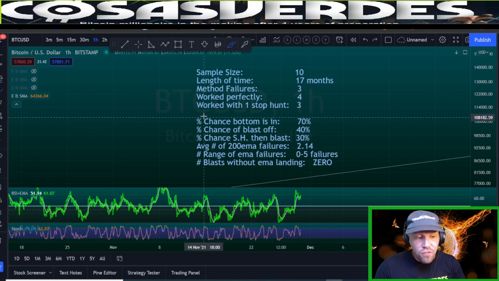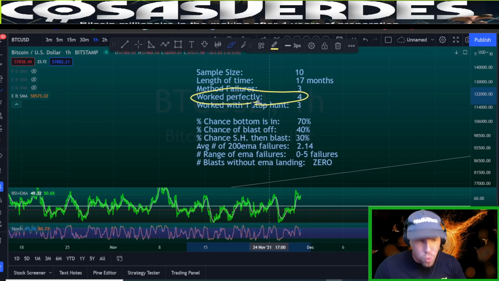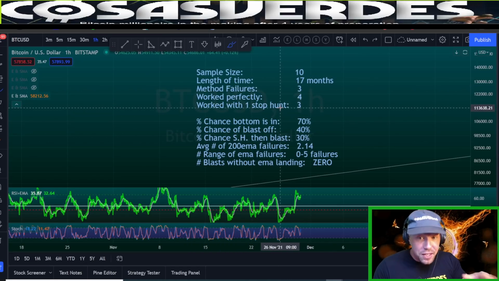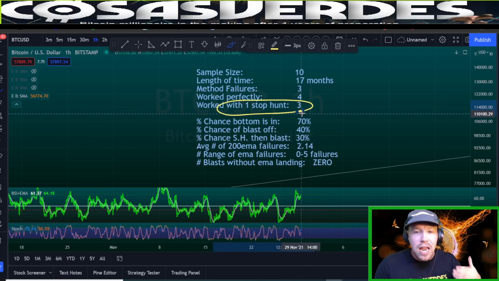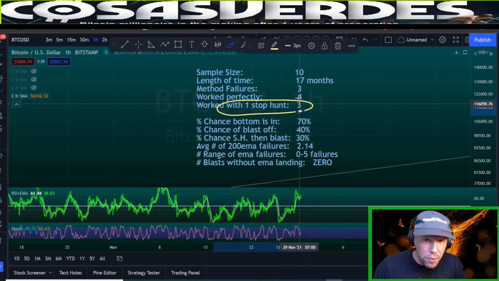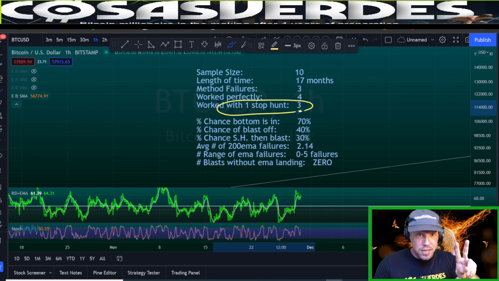However, 4 out of them, the method worked perfectly. You literally pumped right after you waited for those conditions. So you rolled the dice, you landed on a good Monopoly spot, right? Okay, and then 3 out of those 10 times it worked, but if you were playing futures with stops, you would have had to try your entry 2 times.